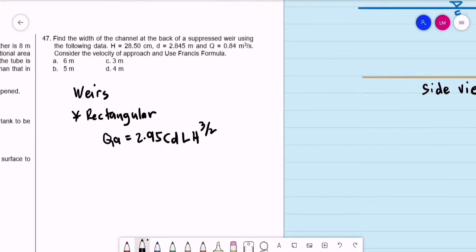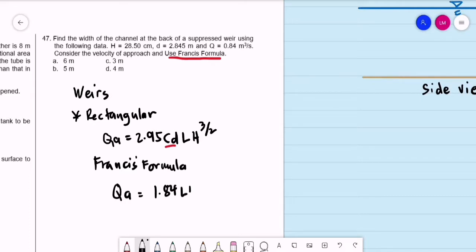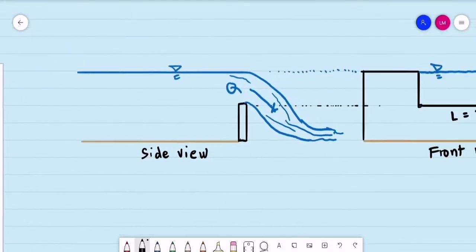Pero kapag hindi naman given yung coefficient of discharge, at sinabi naman niya na Francis formula, ito rin yung medyo sikat na formula pagdating sa weir. Pagdating sa Francis formula, the flow rate actual is equal to 1.84 LH raised to 3/2.